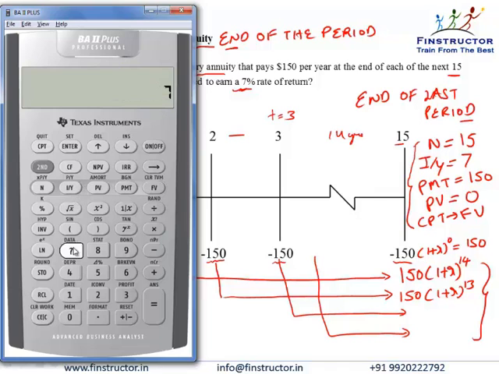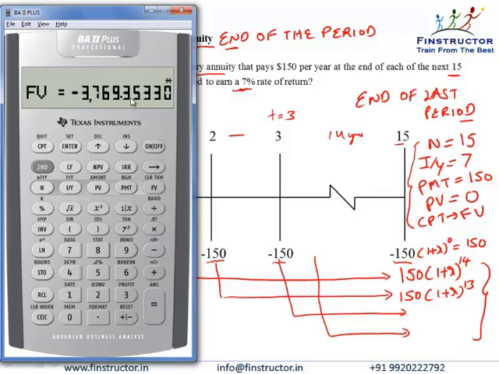Press the button 7 and then press I by Y. Press 150 and press PMT. Press 0 and then press PV. And we need to compute the value of FV. So the FV comes out to be 3769.35 negative. Had we entered these values at minus 150, the FV would have come out to be positive 3769.